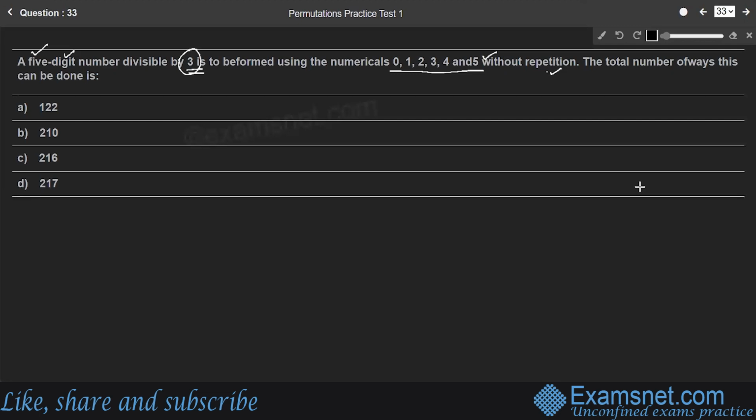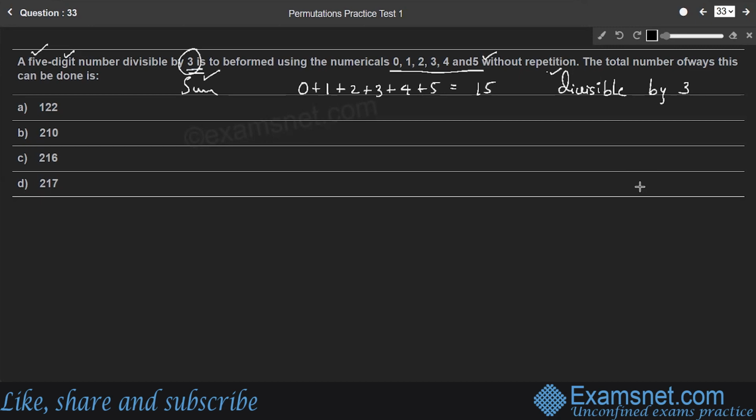Here, let us consider the divisibility rule of 3. It says a number is divisible by 3 only if the sum of its digits is equal to 3 or a multiple of 3. So in the given digits, we'll consider the sum of the digits. 0 plus 1 plus 2 plus 3 plus 4 plus 5 is equal to 15, which is divisible by 3. 15 is a multiple of 3. Therefore, we can easily form 5-digit numbers using these six numbers.